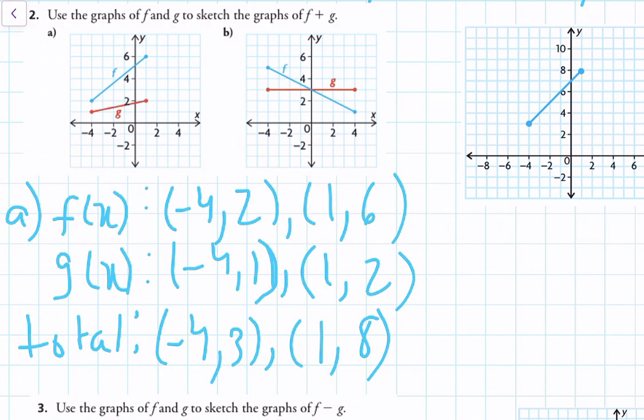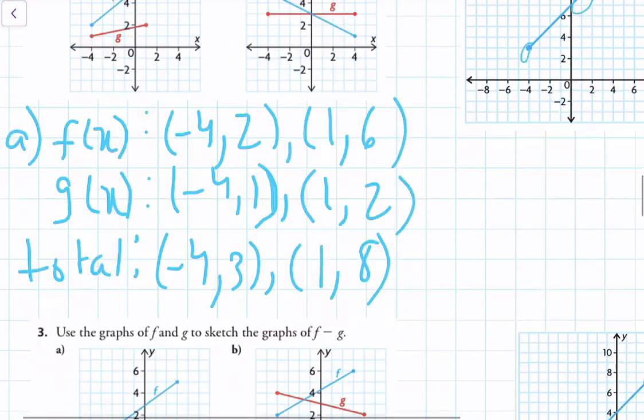So then question 2, use the graphs of f and g to sketch the graph of f plus g. So here for A, we have f of x with a point that's negative 4, 2, and we have another point that's 1, 6. And for g of x, we have negative 4, 1, and we have 1, 2. So once we add these together, we get negative 4, 3, and we get 1, 8. And that's exactly what's reflected in our final graph. We have negative 4, 3, and we have 1, 8 reflected in our final graph.